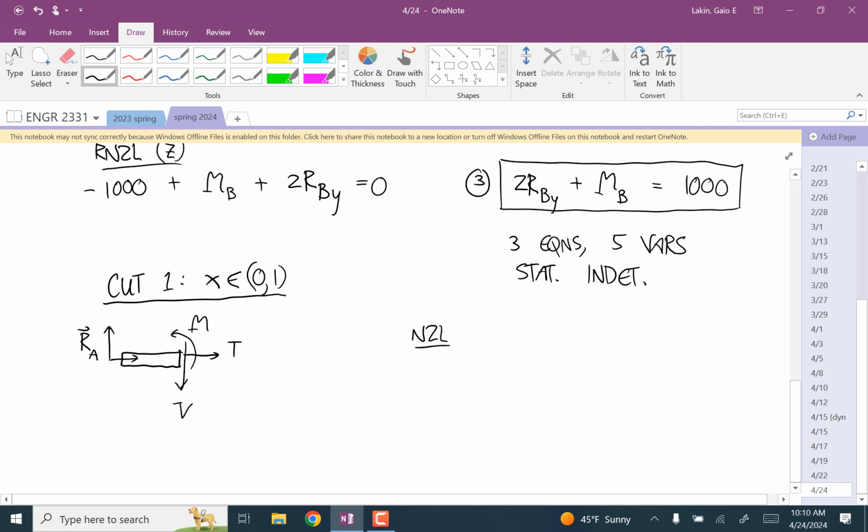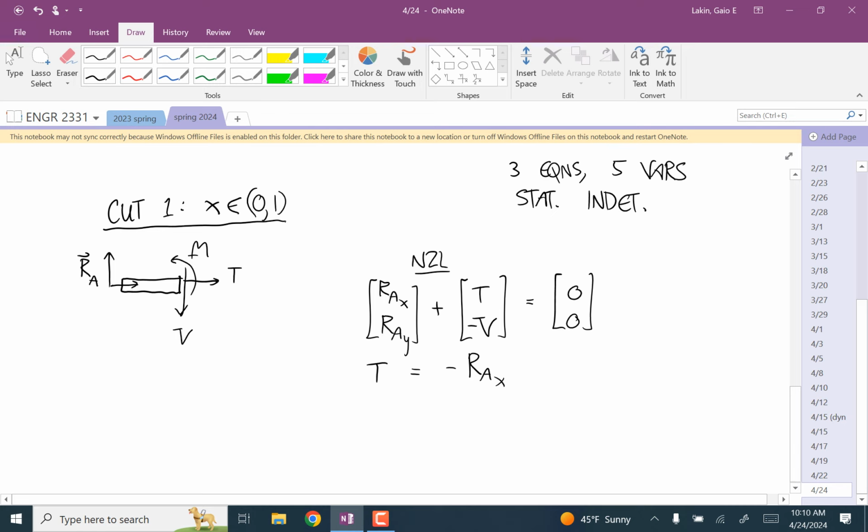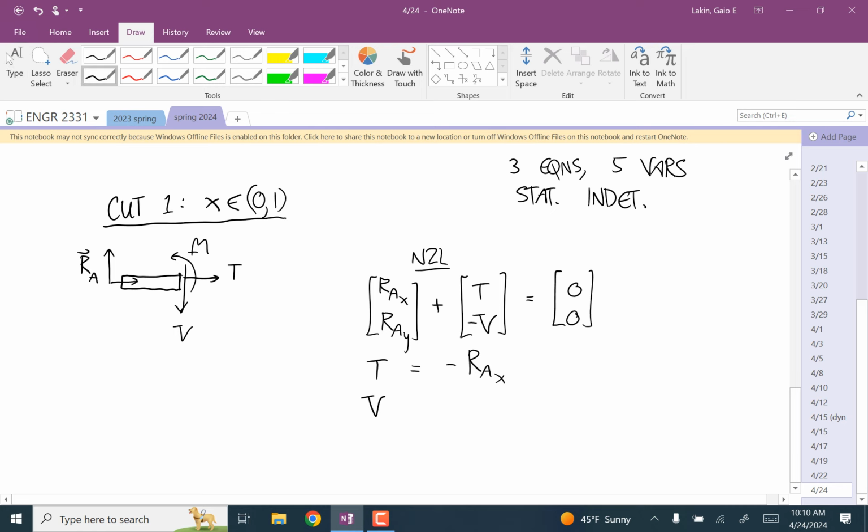And Newton's second law says RAX, RAY plus T, negative V is equal to zeros. So T is equal to negative RAX and V is equal to RAY.